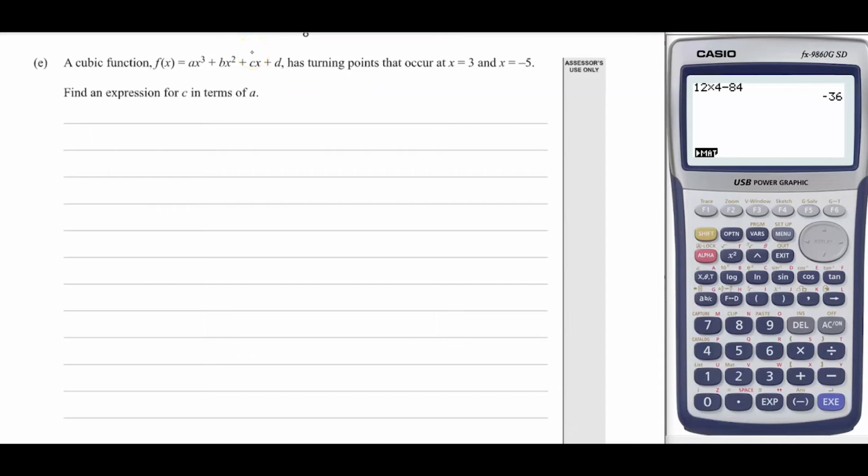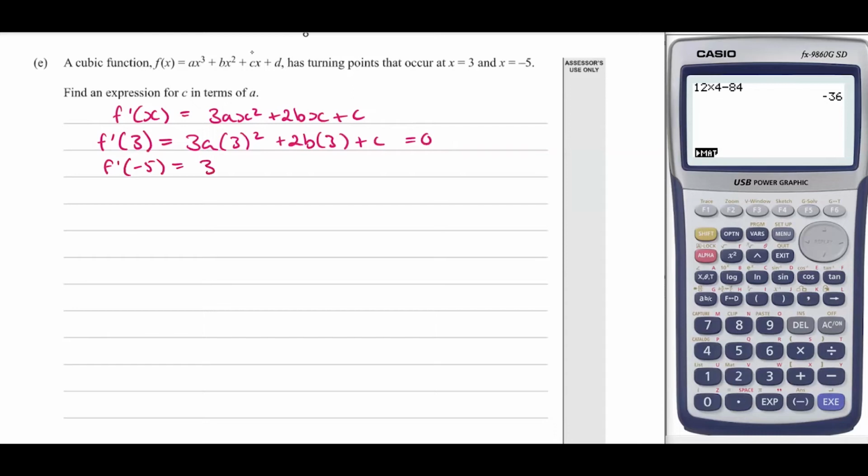Cubic function is f of x. We are told about turning points, so we're going to differentiate that thing. So that'll be 3ax squared plus 2bx plus c. We know that that equals 0 when x is 3 and x is minus 5. So f dash of 3 is 3a times 3 squared plus 2b times 3 plus c. That will equal 0. Also f dash of negative 5 is 3a times negative 5 squared plus 2b times negative 5 plus c, which will also equal 0.